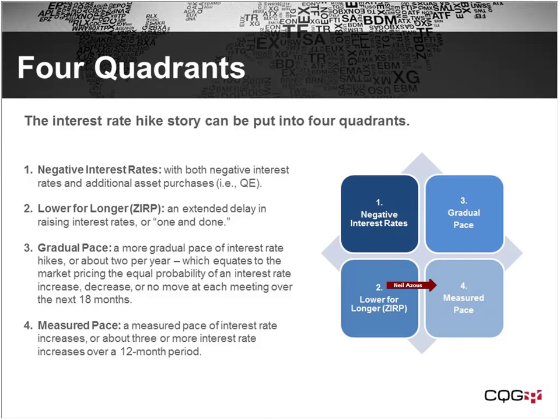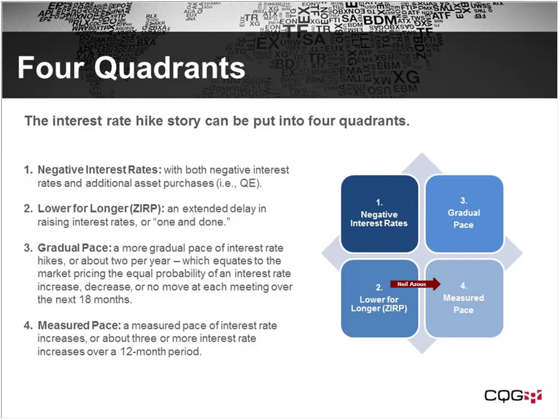Number four, a measured pace of interest rate increases, or about three or more interest rate increases over a 12-month period. Just as a reference point, a dovish hike, quote unquote, is between quadrant two and quadrant three, with a stronger skew towards quadrant two. And then up until late last week, when we had this risk asset correction, the market was priced between quadrant three and quadrant four, with a much stronger skew towards four, which has literally been walked back a fair amount over the last few days.